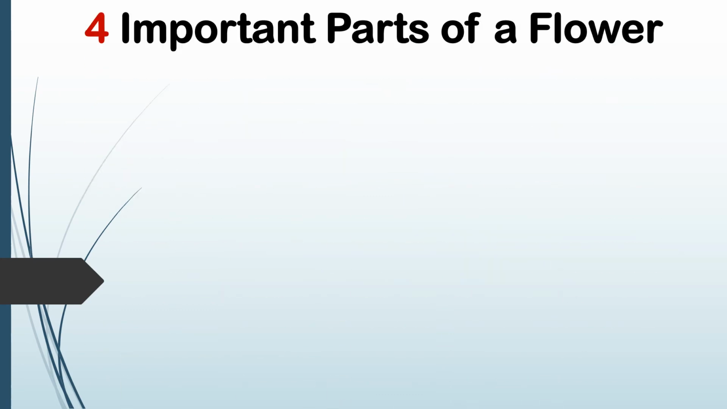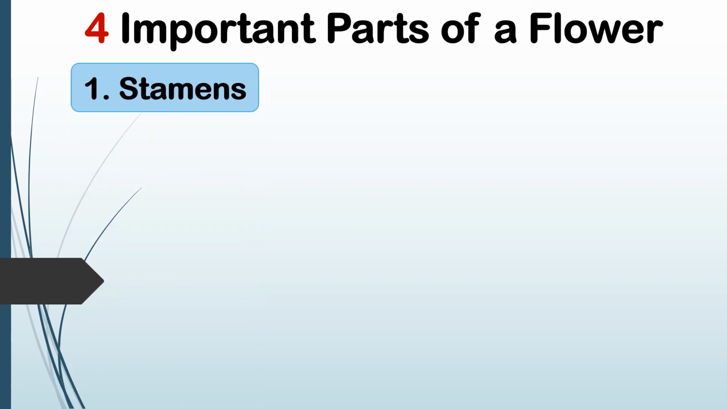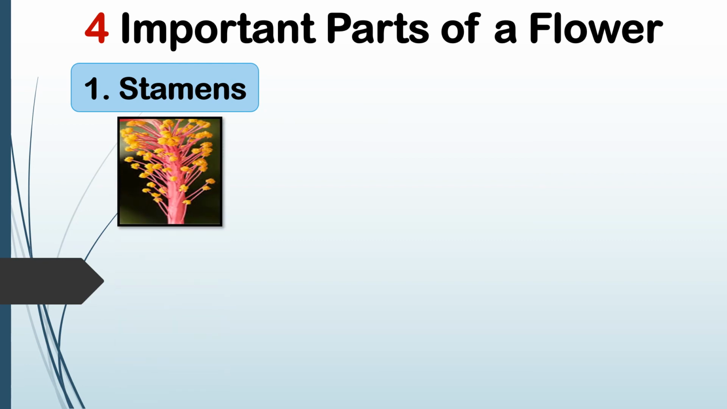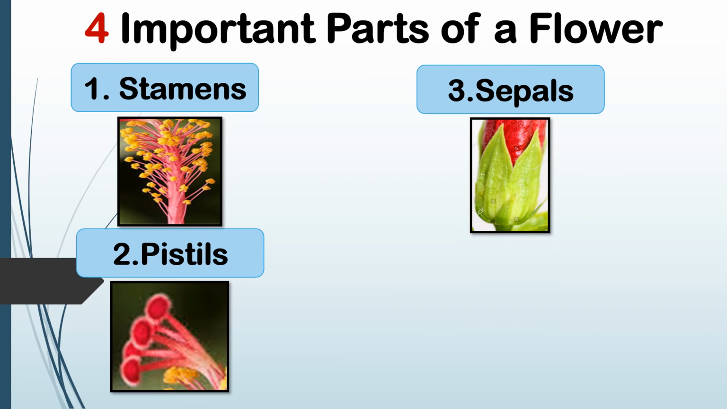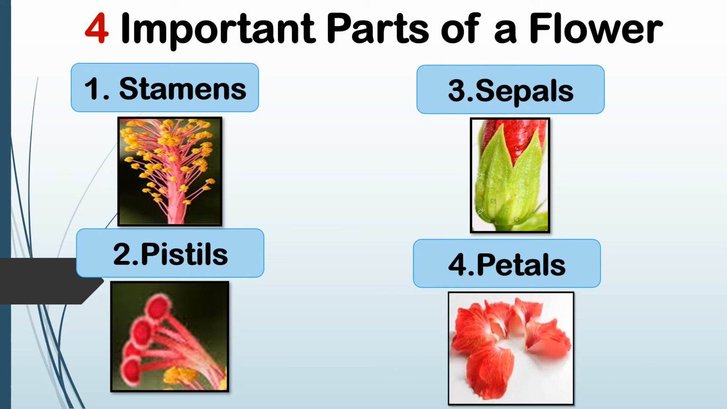Again, these are the four important parts of a flower. First, stamens. This is the stamens of the flower. Number two, pistils. This is the pistil of the hibiscus flower. Number three, sepals. This is the sepal of the flower. And number four, petals. These are the petals of the flower.